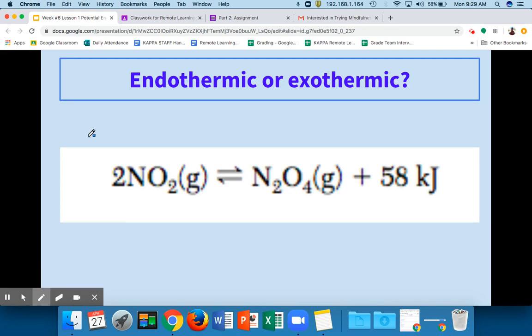Okay, is this an endothermic or exothermic reaction, and how do you know? Well, we see over here 58 kilojoules. If you remember from unit 1, joules is a unit of measurement for energy. So energy in this example is where? It's a product. So is this endothermic or exothermic? This would be exothermic because energy as a product means it's being given off.